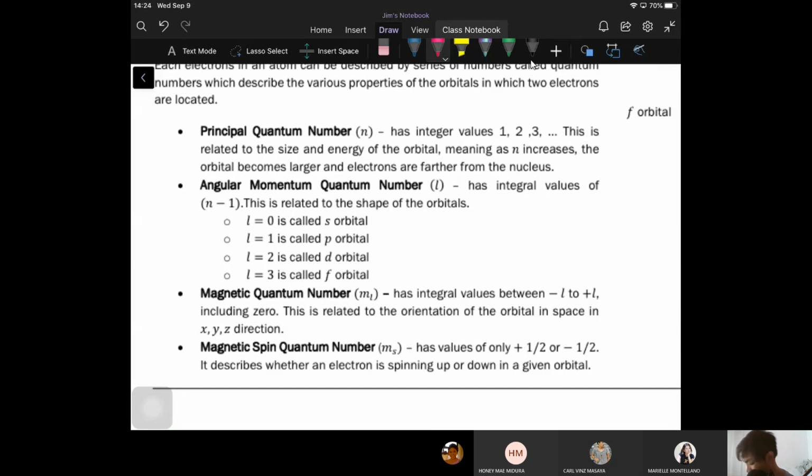Zero is not allowed. Then, the angular momentum quantum number. This has integral values less than n. It could be 2 less than n, and so on and so forth, as long as it is not equal to n. If L is equal to 0, that is an s orbital. If L is equal to 1, that is a p orbital. If L is equal to 2, d orbital. If L is equal to 3, f orbital.